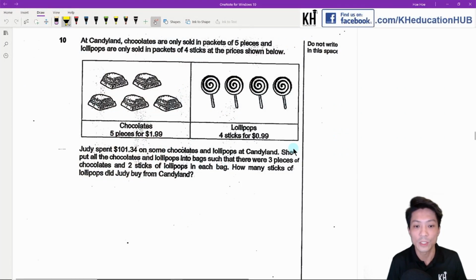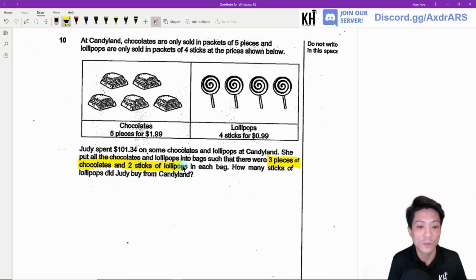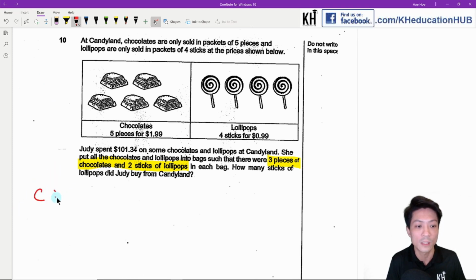In this question, the first thing that is very important that you need to realize is this: 3 pieces of chocolate and 2 sticks of lollipops. What is this trying to tell you? This is trying to tell you that the ratio of the number of chocolates to the number of lollipops is 3:2.